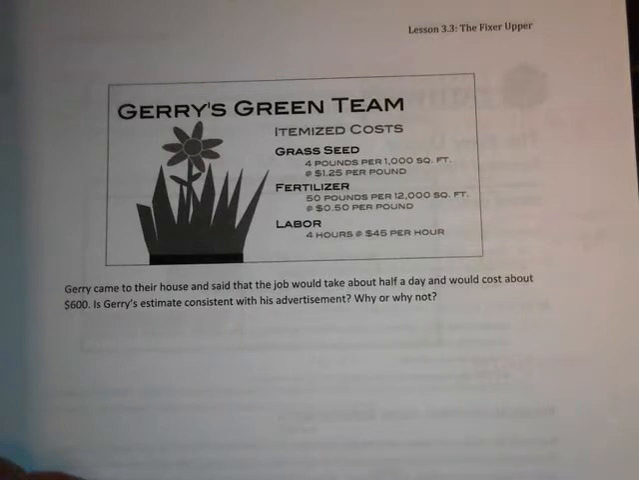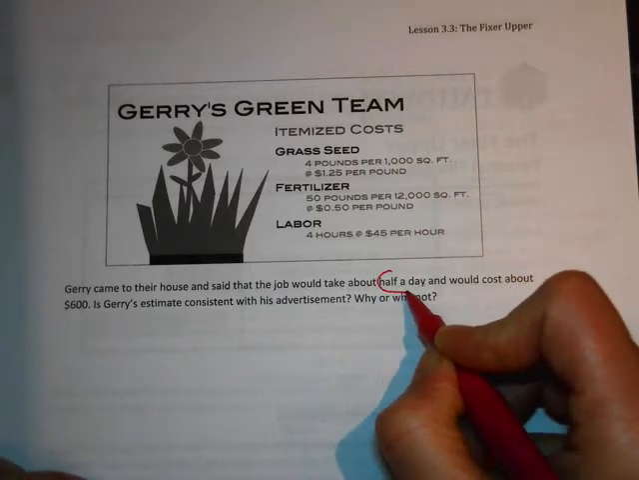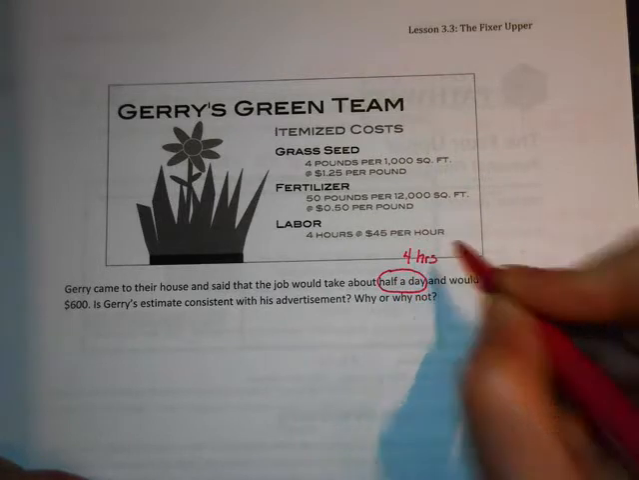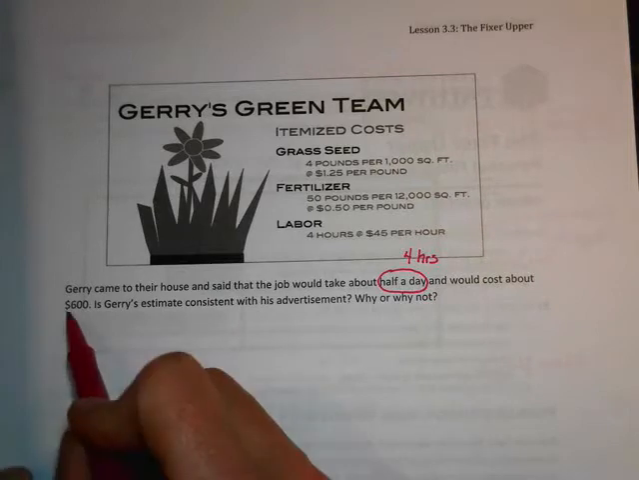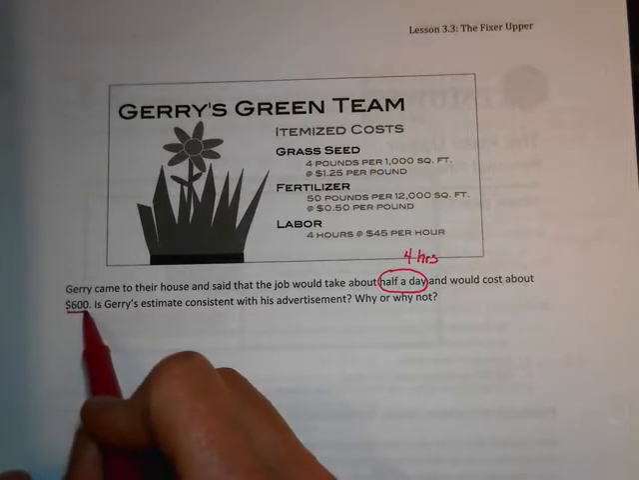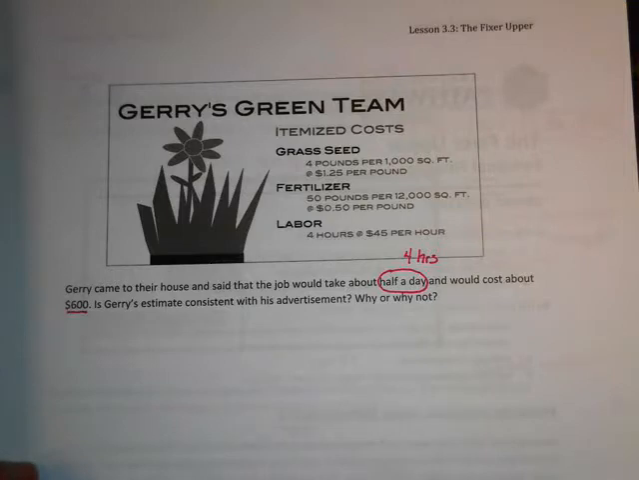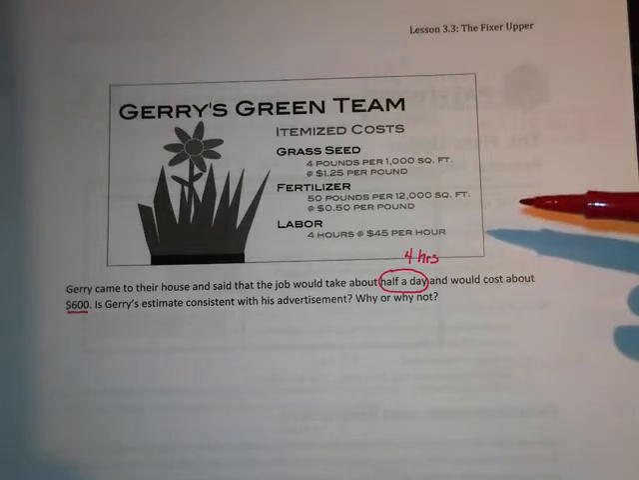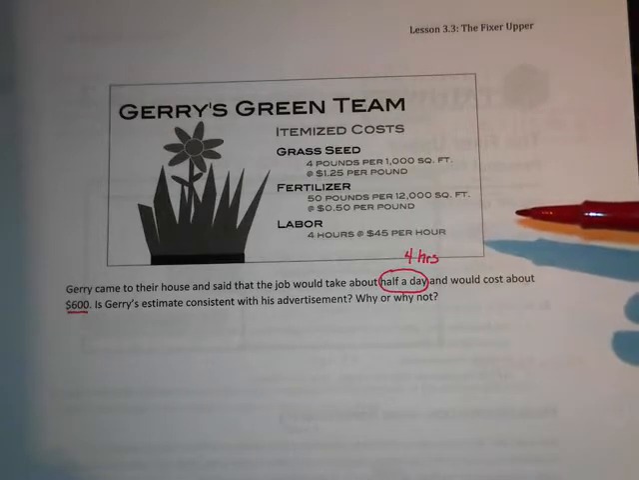So Jerry came, just kind of looked around and said it's going to take about a half a day. So I am assuming a half a day would be 4 hours, if you think of an 8-hour workday. So he said it's going to take half a day, so that's about 4 hours, and it's going to cost $600. Now, do we want to take Jerry at his word, or are we going to be smart and use some of our math background to have an idea of how much it should cost already based on his ad?